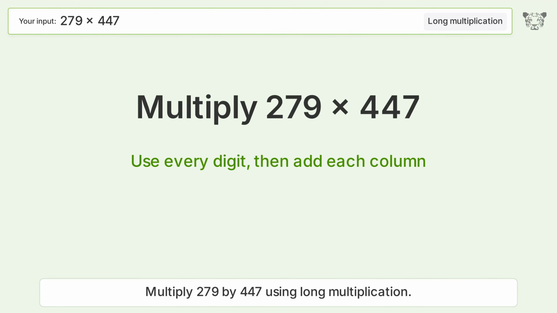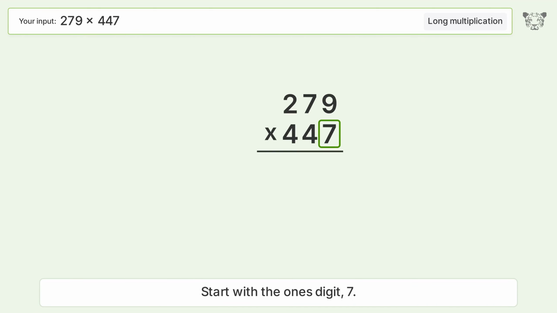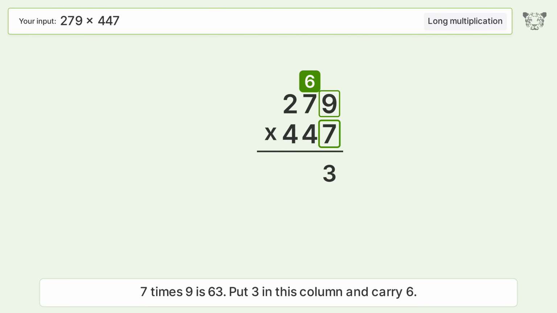Multiply 279 by 447 using long multiplication. Start with the ones digit, 7. 7 times 9 is 63. Put 3 in this column and carry 6.